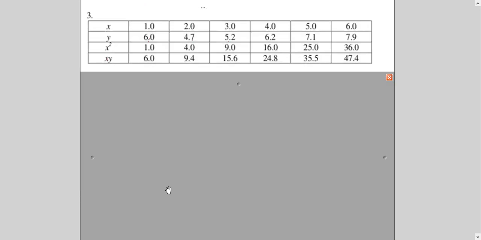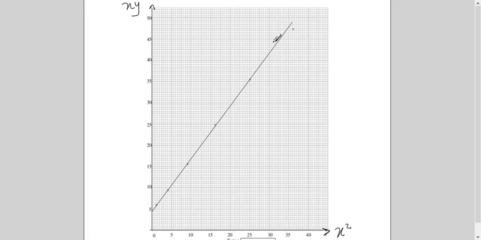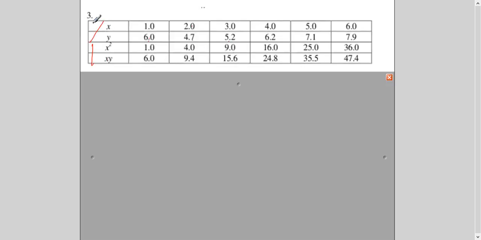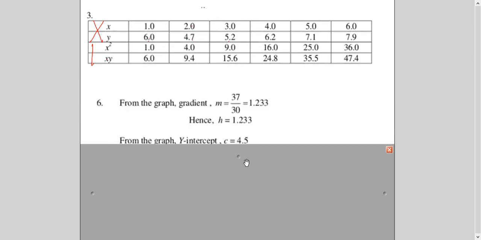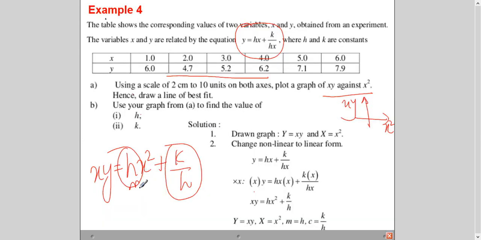For the gradient, you have a new table here, xy against x square. From this graph, you can pick up any pair of points from the graph you have drawn to find the gradient. So you pick the points from the graph, not from the other table, because that is the experimental values of the non-linear form, and this is of linear form. And you will get the gradient, which is 1.233. H is 1.233. Why h? Because my h was my gradient.